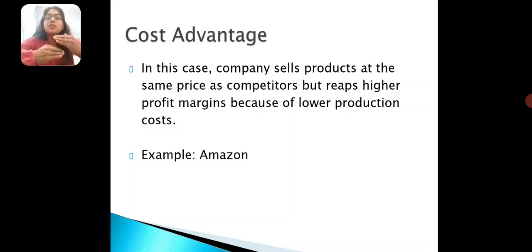You are keeping your cost minimum, so that if you are selling at the same price as the competitor, you are still able to enjoy the higher profit margin. So that is the example of cost advantage. Example Amazon, or any business units which are producing at a large scale. So they are having the economies of scale advantage, where they are selling at the same price but their profit margin is higher because their cost of production is low.